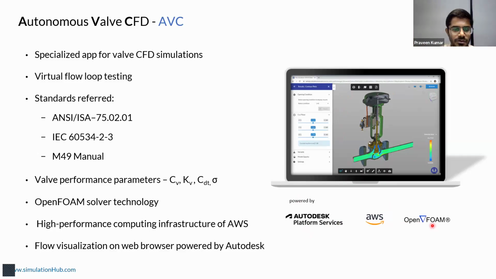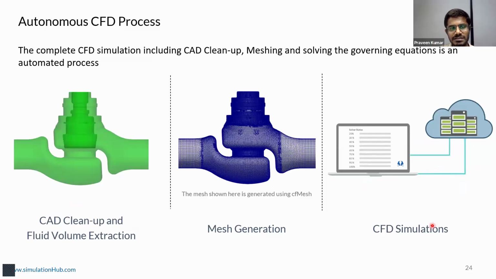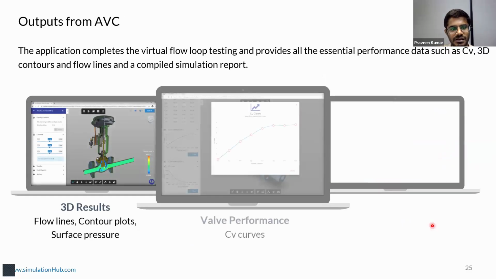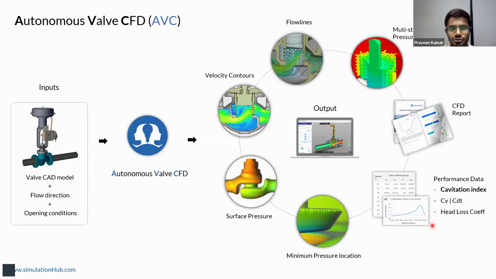wrapped up in simulation APIs. Okay. So moving ahead, to put it simply, you provide certain inputs: you upload the CAD model, select the moving parts, and select the flow direction. These are the inputs you provide. What the app does is the CAD cleanup, mesh generation, and CFD simulation autonomously on the cloud. And it provides three sets of outputs: 3D visualization, flow insight results, curves like quantitative data, and a consolidated PDF report. So you need a minimum set of inputs.